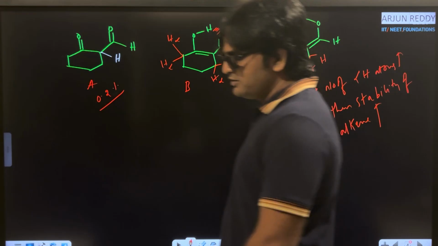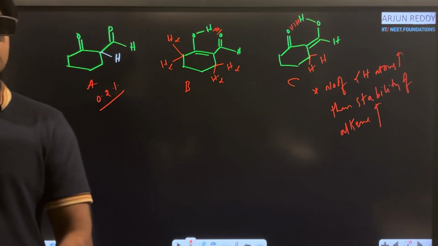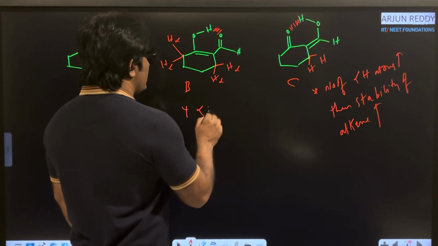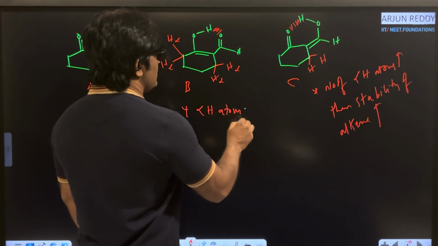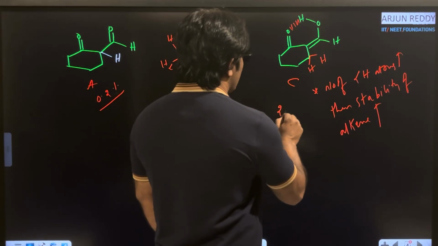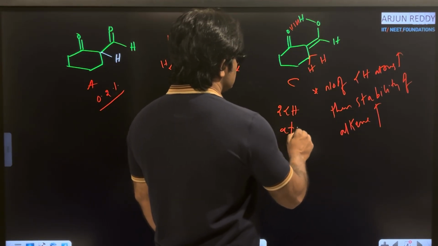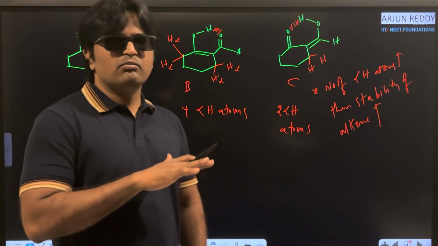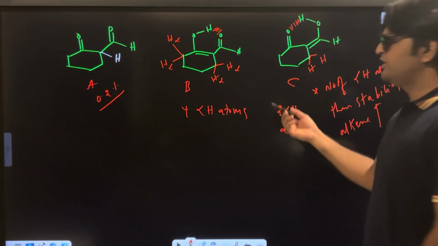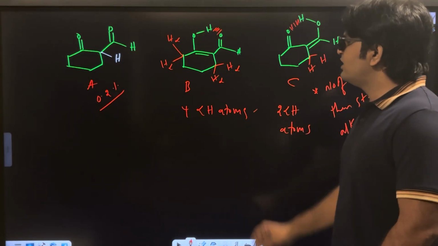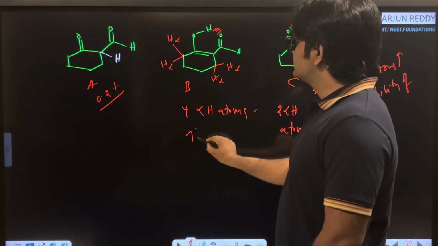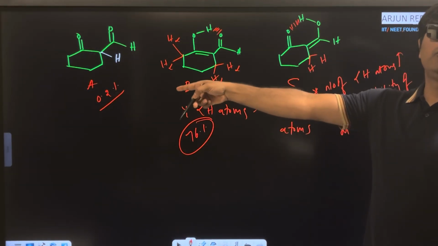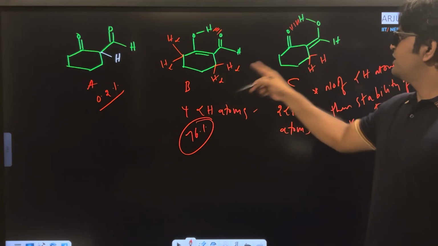Now which is the more stable alkene? You observe B and C. Which is more stable and why? B molecule has 4 alpha hydrogen atoms. And what about C? C has 2 alpha hydrogen atoms. Yes, it is very clear. According to hyperconjugation, which one is expected to be more stable, B or C? Definitely B, because of the presence of more alpha hydrogen atoms. Around 76% B, 0.2% first molecule, and remaining C.